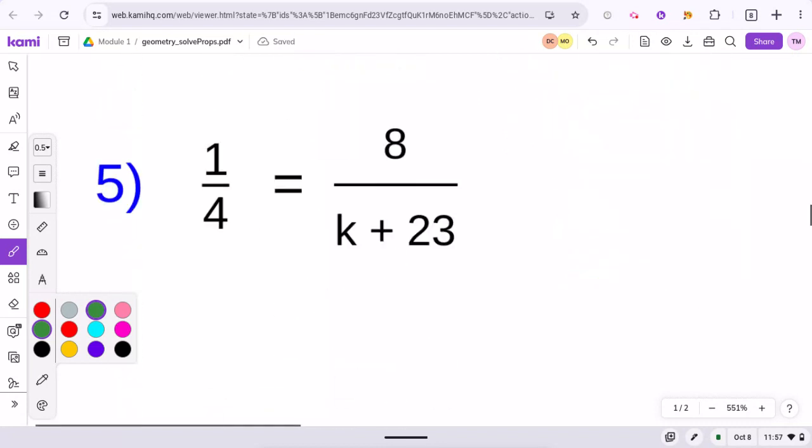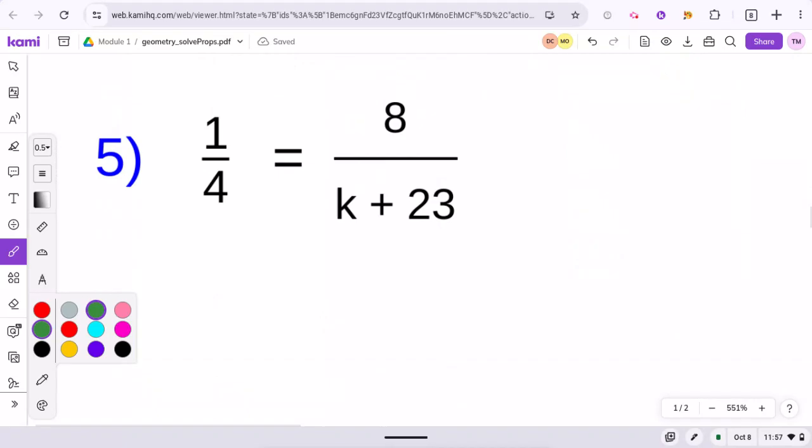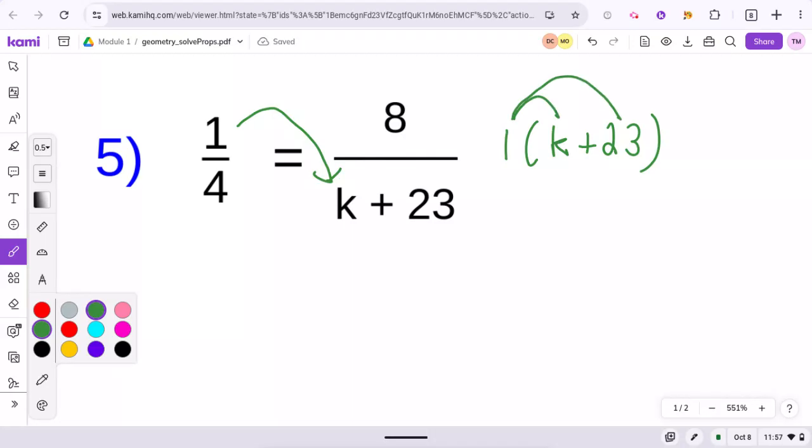Next one I'll do is number 5. So for this one, 1 times k plus 23. You can set up the distributive property, but you'll see that it's not really necessary because it's just 1 times this, 1 times that. So you can just rewrite k plus 23. But if this was a different number like 3 or something else, then you would need to multiply and distribute. Then you multiply across this way diagonally, 4 times 8, 32. So now you'll have a one-step equation.